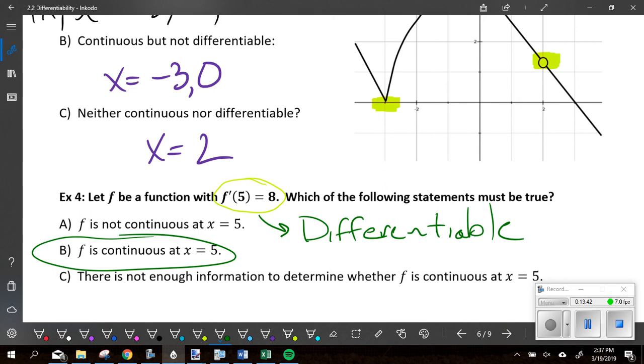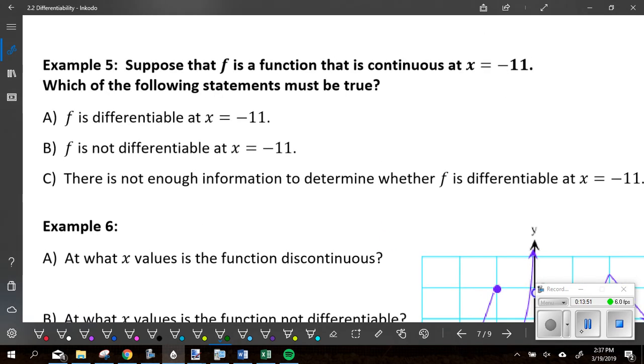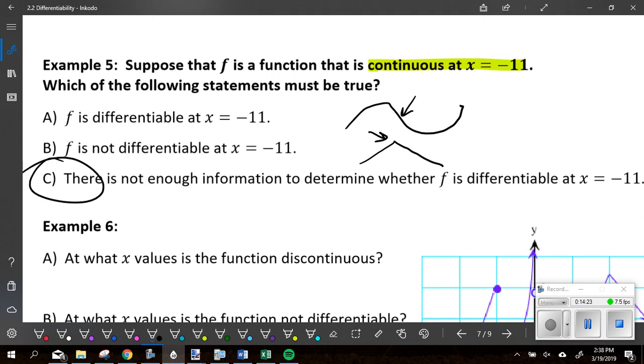Look at example 5. Same idea. Get me an answer. Show me with your fingers. F is continuous at x equals -11. What's that tell you? A, B, C. If it's continuous, is it differentiable? Not necessarily. It might be. Is it not differentiable? Not necessarily. And so think about this. Is this graph right here continuous? Yeah, cool. Then I can find the derivative right there. Is this graph continuous? Yeah, but I can't find the derivative right there. That's 2 different options. I don't know which one it is, so there's not enough information to make that decision right now.